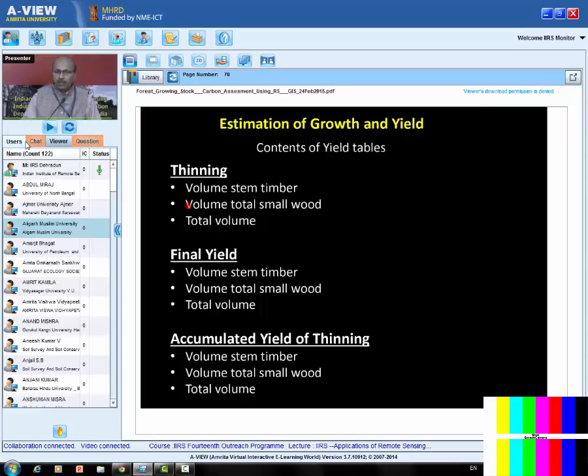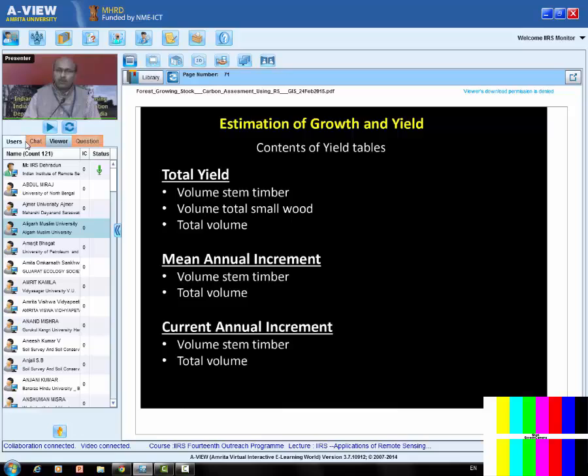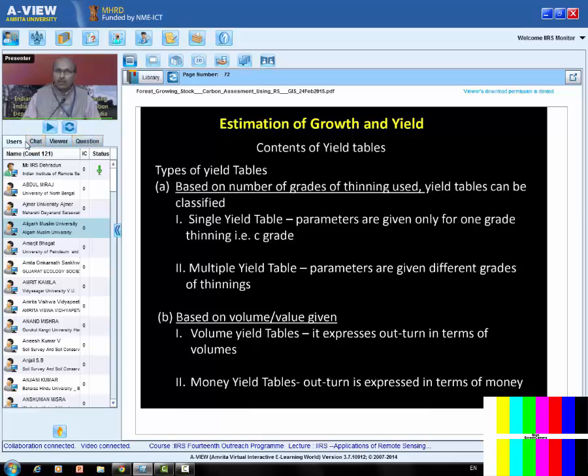Then you can get the final yield, and then you can put it together to get the total yield. So all these things are possible using the yield table. You get a total yield in terms of volume. You can also find out the mean annual increment as well as the continuous increment, because the tables have been prepared using continuous monitoring of the trees for several years, and they know that for this species in these site conditions, this is the increment. That also helps me predict how much yield is available.